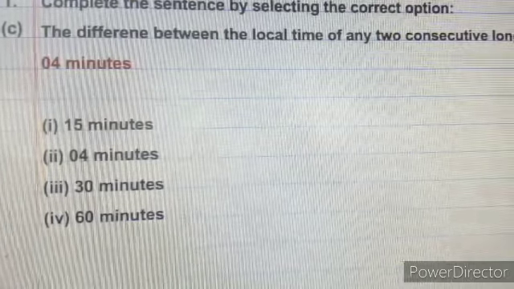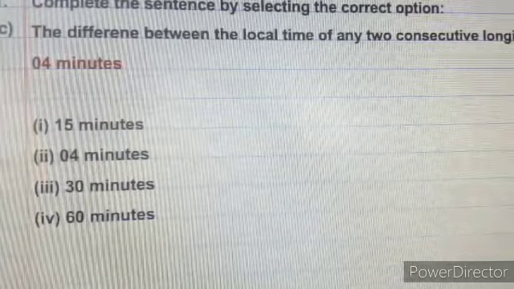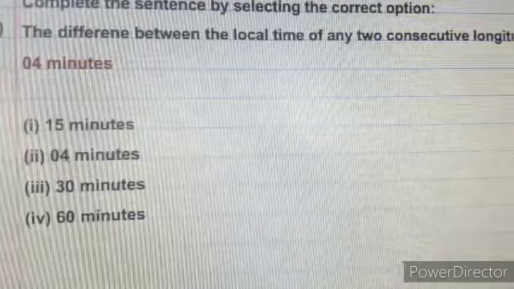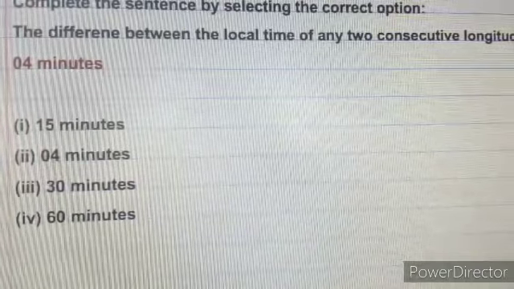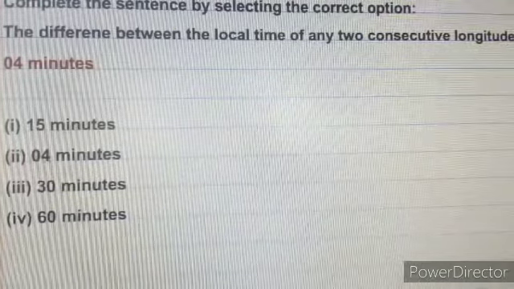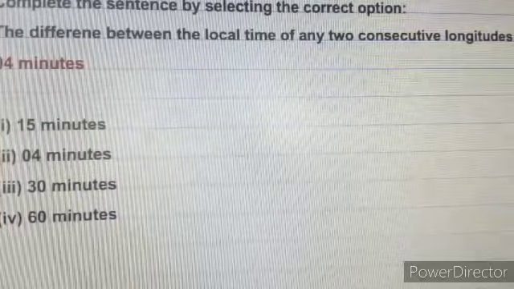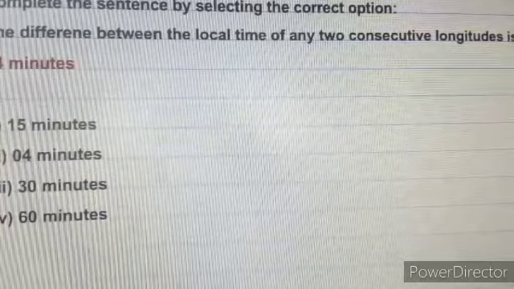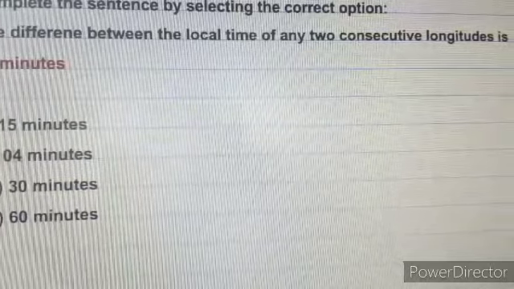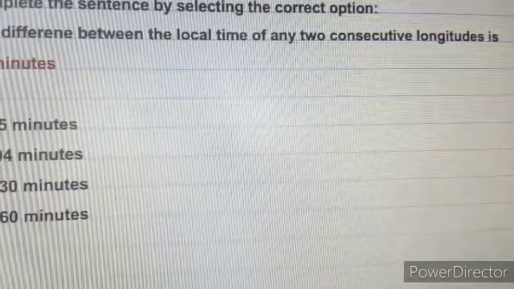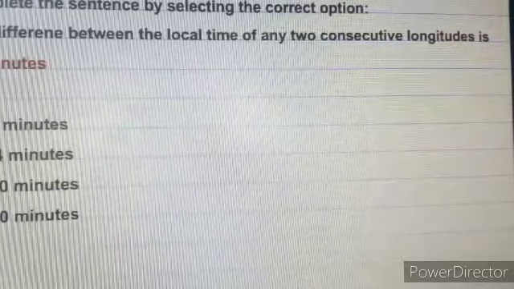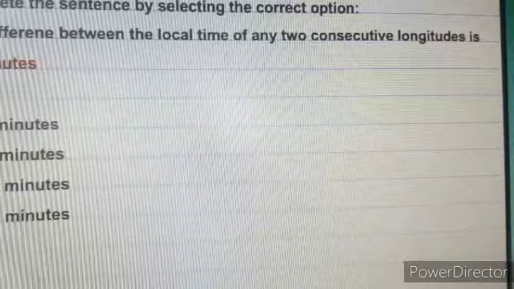The difference between the local time of any two consecutive longitudes is, options. First, 15 minutes. Second option, 4 minutes. Third option, 30 minutes. Fourth option, 60 minutes. And the correct answer is 4 minutes. Now, let us go to the second question.